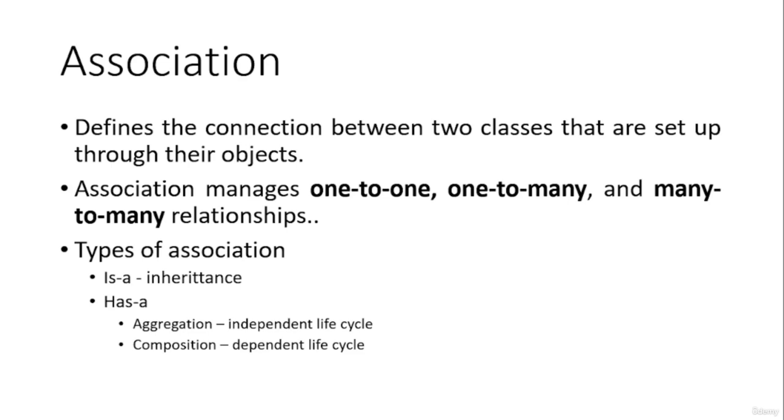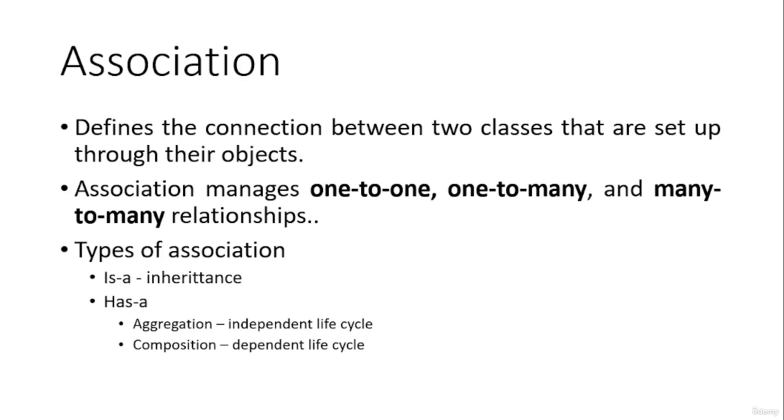Now let us discuss the types of association in Java. There are mainly two types: is-a relationship and has-a relationship. Is-a means inheritance, which will be covered in another lecture. For now, think of inheritance as a relationship in which both classes are tied like in a parent-child relationship.